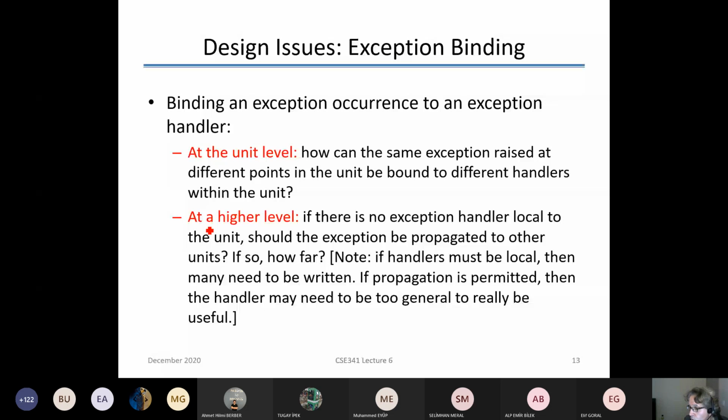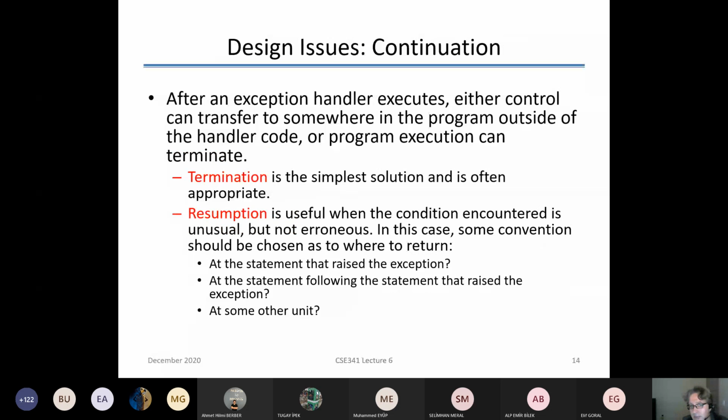So the same code may not be able to actually handle this entire thing. So these decisions, these design issues, you have to answer. The other issue is the continuation. We discussed this one. There are two options. You can terminate. This is the simplest solution and often the appropriate one. You may also go for resumption, resuming wherever you have left off.